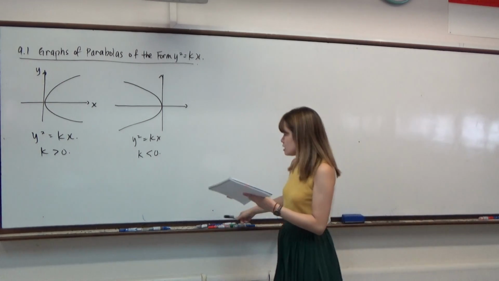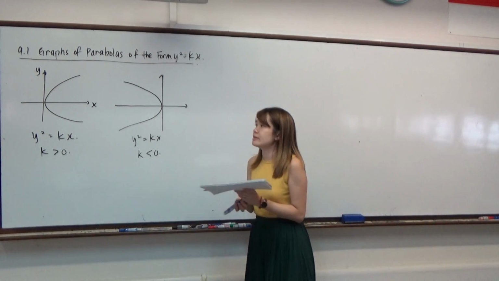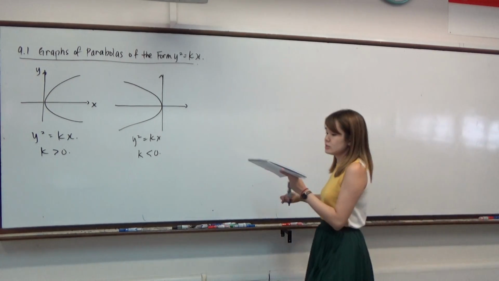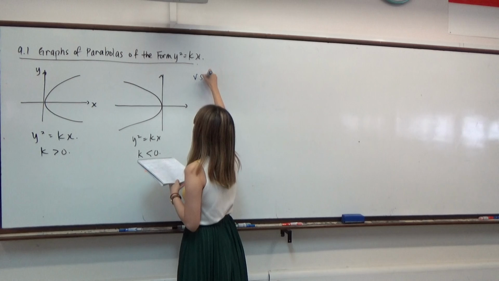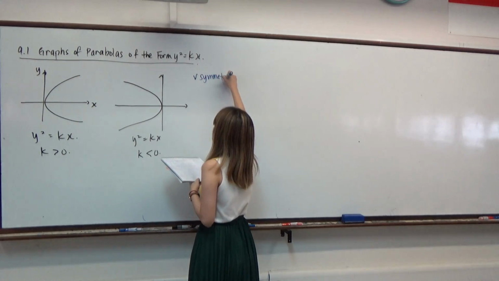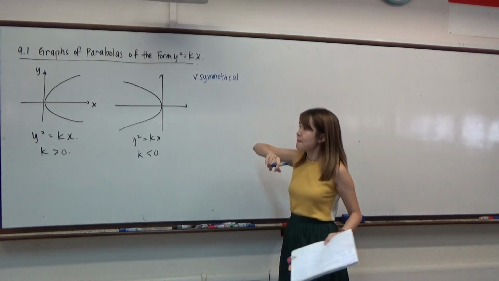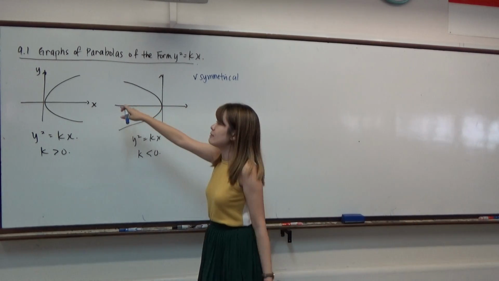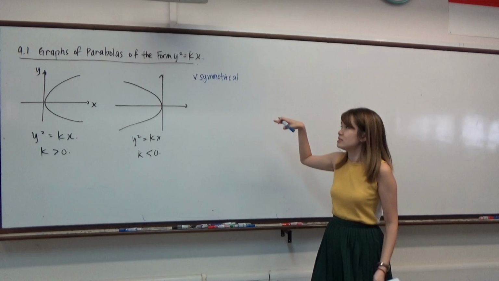So some properties when it comes to a parabola curve: you will find that they are symmetrical. Symmetrical about where? Sorry, my sketch may not be very accurate. It will be symmetrical about the x-axis, not the y-axis.